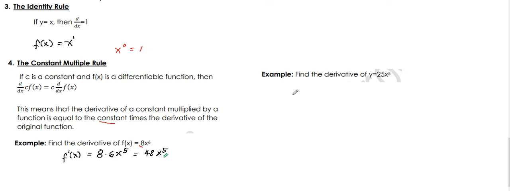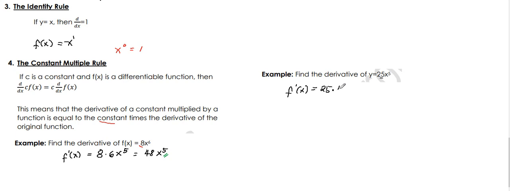Next, let's have another example. We have y equals 25x raised to 5. Again, to get the derivative of that, ang gagawin lang natin ay kakopy na natin yung constant, so which is equal to 25. And then, imumultiply natin ito doon sa ating derivative ng ating x raised to 5. So, again, makikita natin na this is a power. Yung 5 is a power. So, we can use power rule.